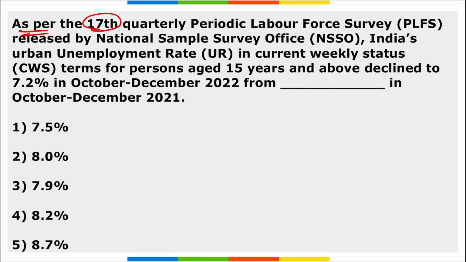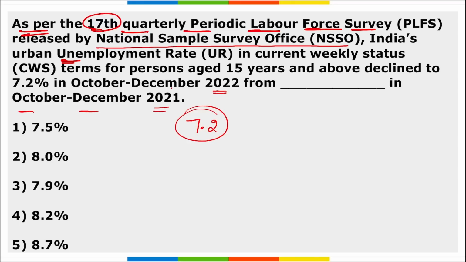Next, as per the 17th quarterly periodic labor force survey released by NSSO, that is your National Sample Survey Office, India's urban unemployment rate for October to December 2022 was 7.2%. All right, from dash in October to December 2021. That is, it is saying that India's urban unemployment rate in current weekly status for persons aged 15 years and above declined to 7.2% in October to December 2022. That was dash in October to December 2021. So it was earlier how much? It was around 8.7%. All right, that is the correct option here.